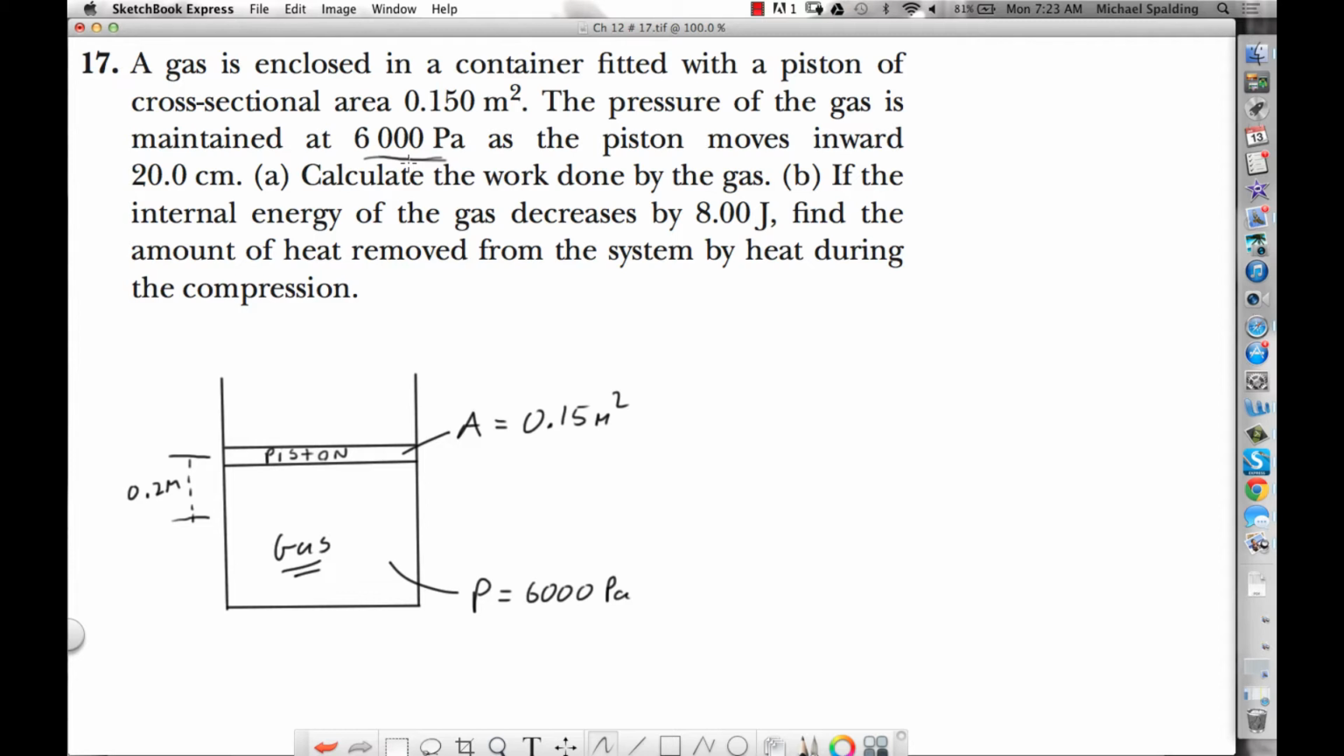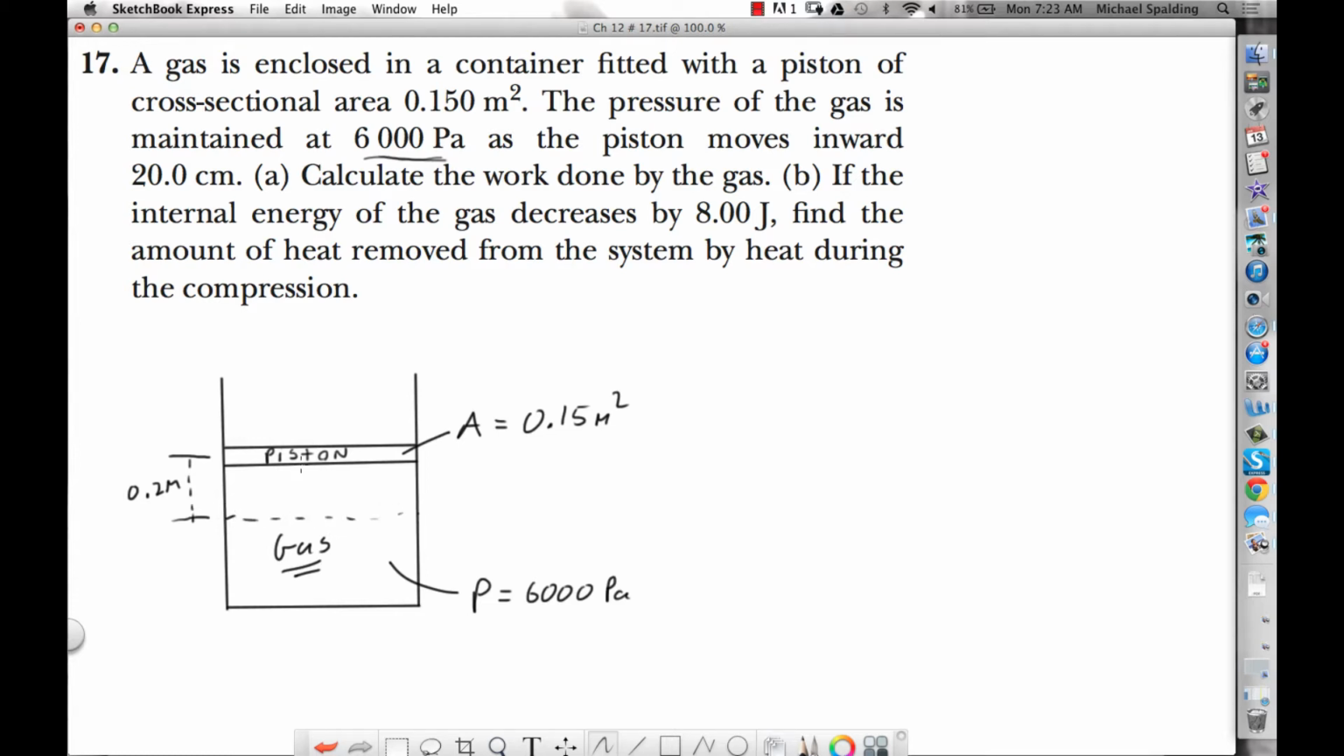Is that a lot? How much pressure are you feeling right now just from the atmosphere? 101,000. So 6,000 pascals is very little. Okay, as the piston moves inward 20 centimeters, which is 0.2 meters, is there a change in volume of the gas?